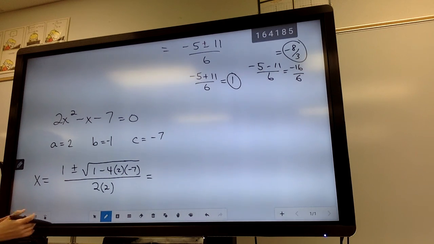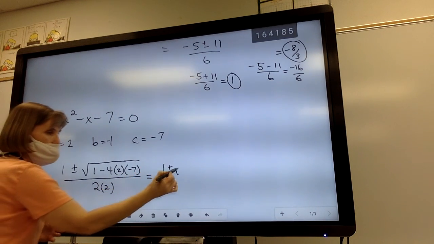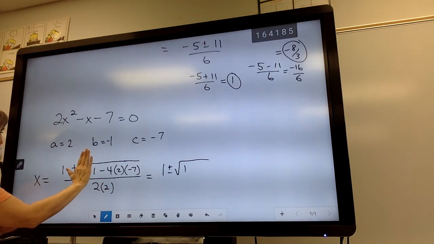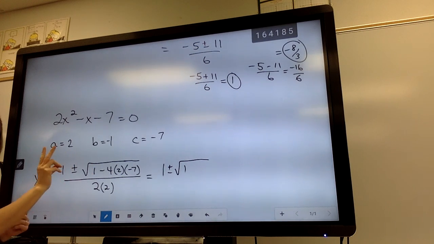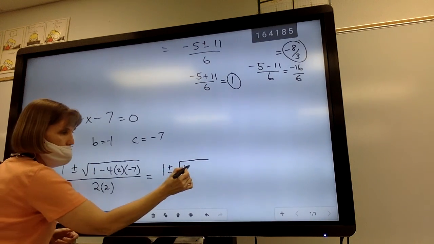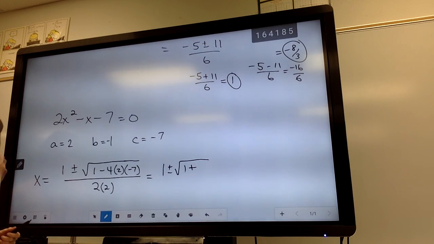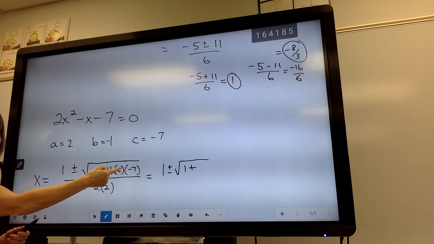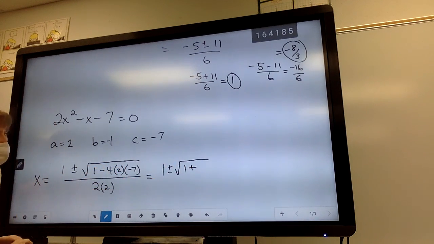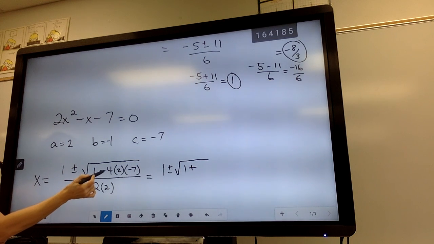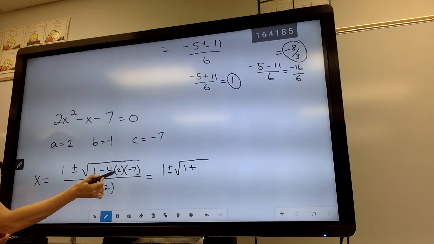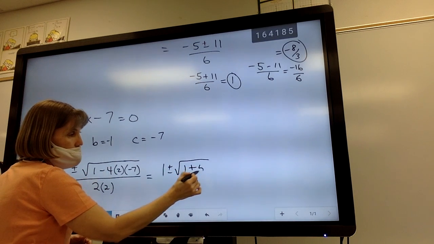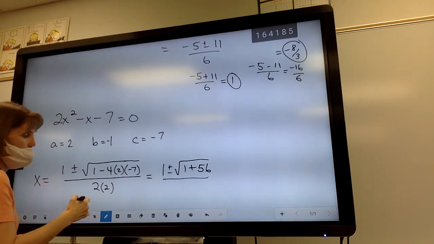Okay, we've got to simplify it. So it's 1 plus or minus the square root of 1. Now count your negative signs. How many do you see? There's 2 again. So an even number of negative signs means I'm going to have a positive product. So again, it's going to be plus. If there's only 1 negative, or if there's 3 negatives, that'd be odd. It would stay minus. But because there's an even number, it's going to go to plus. 4 times 2 is 8, and times 7, 56. And this is over 4.